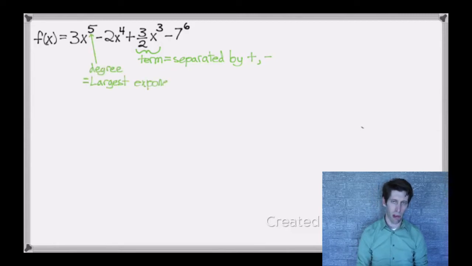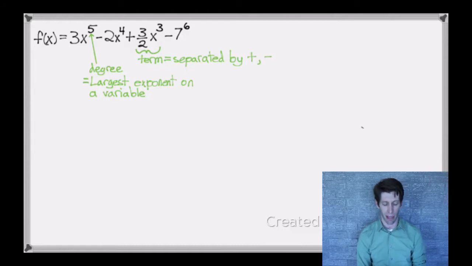The degree of the polynomial function, in this case f of x, is the largest power that appears on any variable term. So in this particular case, the degree of this polynomial is 5 because the largest exponent that shows up on an x is 5. The 7 to the 6th power that appears here in the constant term doesn't count towards the degree because that exponent is on a constant and not on the variable.